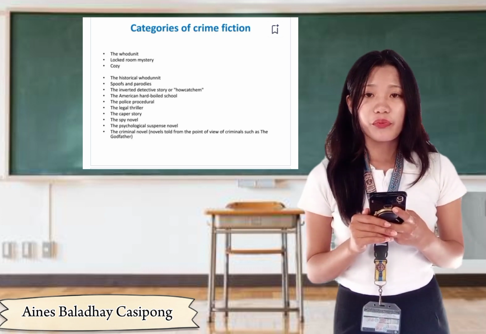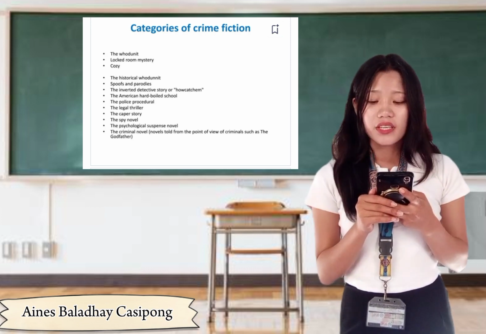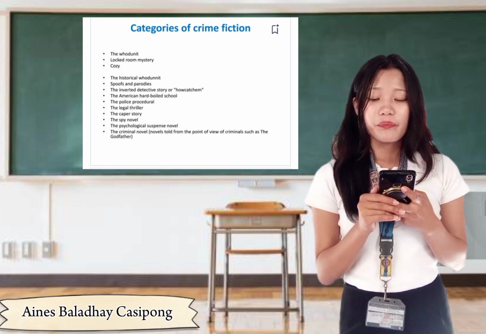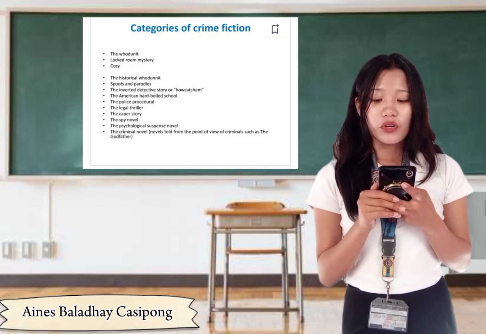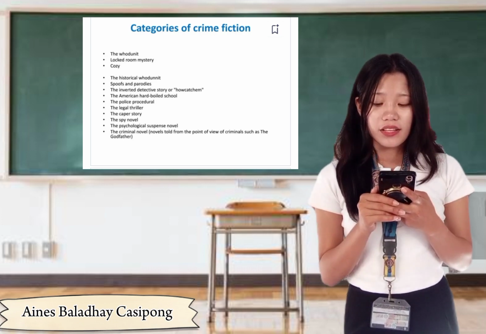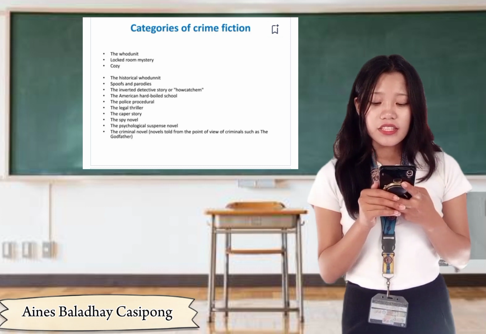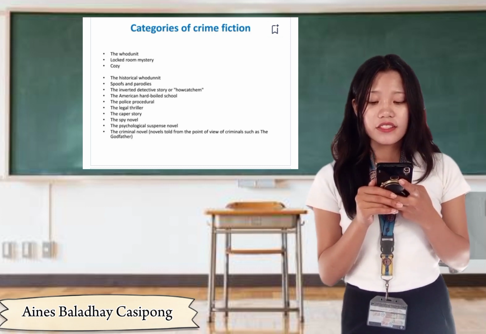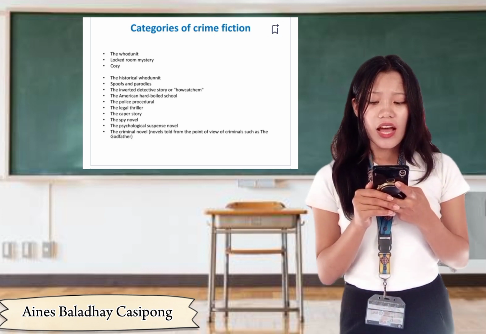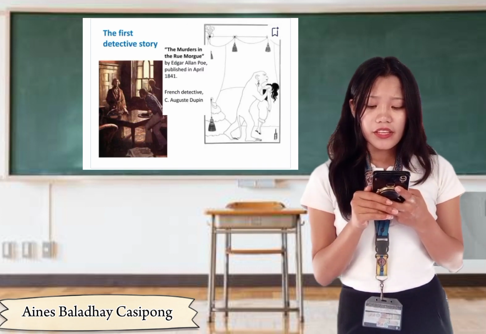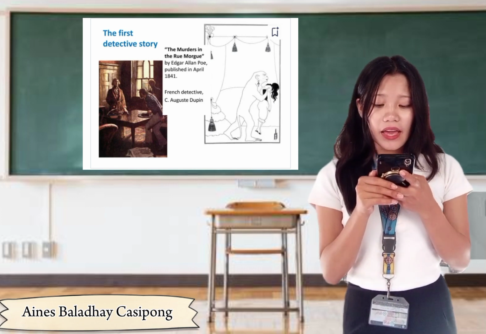There are some categories of crime fiction. Number one, the whodunit, locked room mystery, cozy, the historical whodunit, proof and paradise, the inverted detective story or how to catch them, the American hard-boiled school, the police procedural, the legal thriller, the caper story, the spy novel, the psychological suspense novel, and the last, the criminal novel, which is novels told from the point of view of criminals, such as The Godfather.